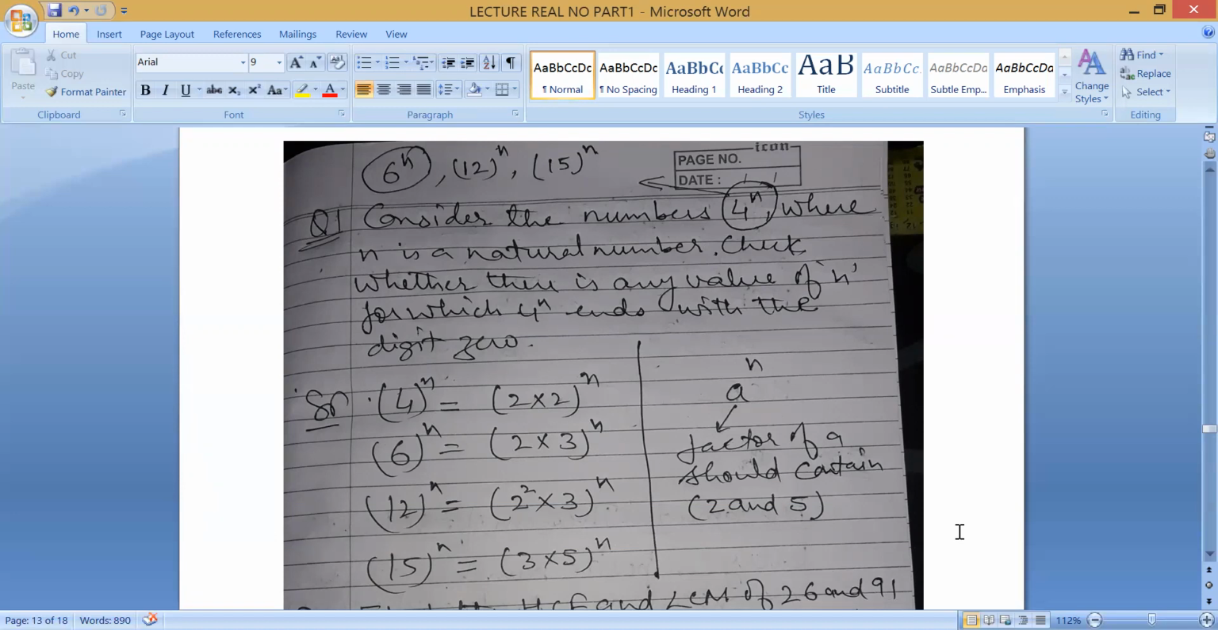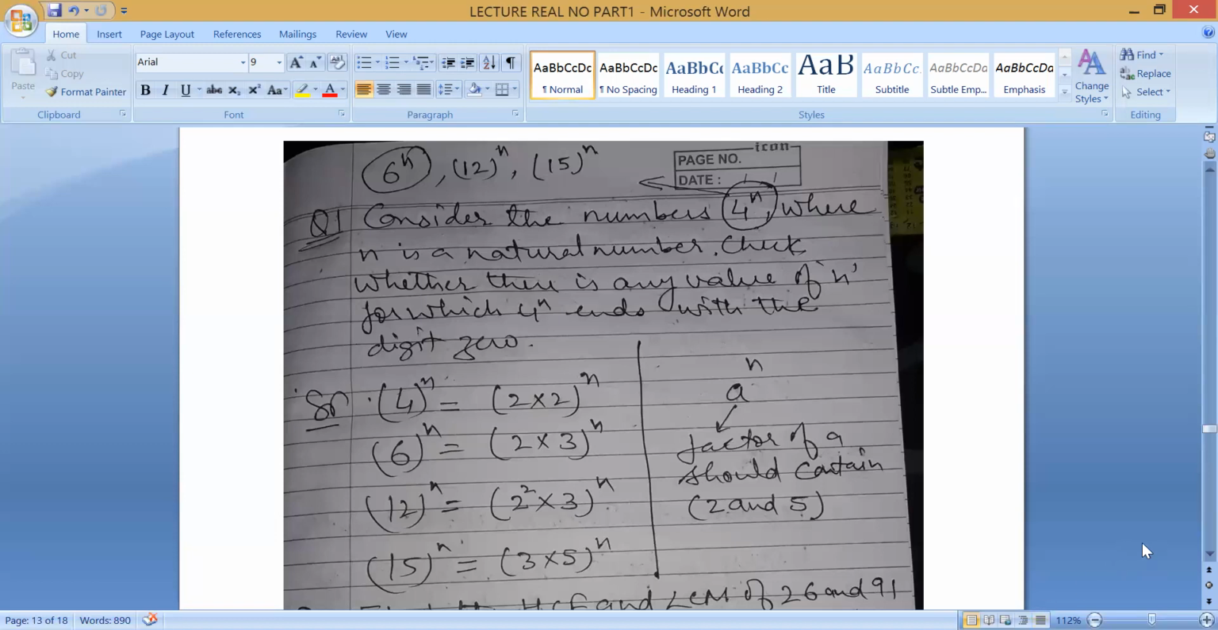So the condition I have written is a ki power n, and the factor of a should contain 2 and 5. If you find the factor of 4, it will be 2 into 2. If I take 6 ki power n, then the factor of 6 will be 2 into 3. If I take 12 ki power n, then 2 square into 3 power n. And 15 ki power n is 3 into 5 power n.